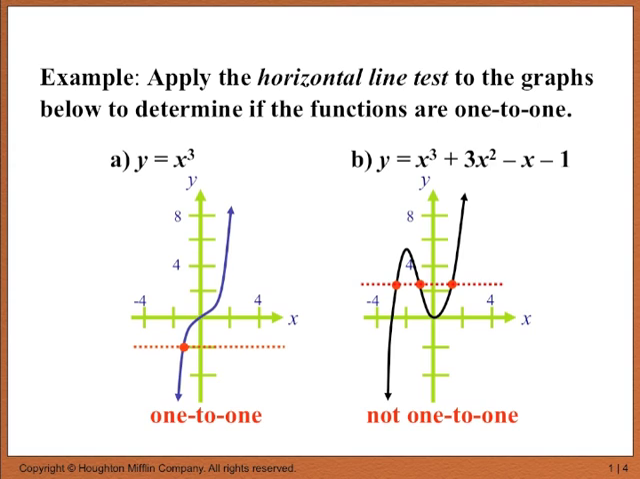No, it is not a one-to-one function because not every horizontal line that you can draw through this graph will cross in only one point. Obviously, there are certain horizontal lines that would. If you drew a horizontal line down here, it would cross in only one point. If you drew a horizontal line up here, it would cross in only one point. But since there's a region where a horizontal line can cross in more than one point, then it's not a one-to-one function.